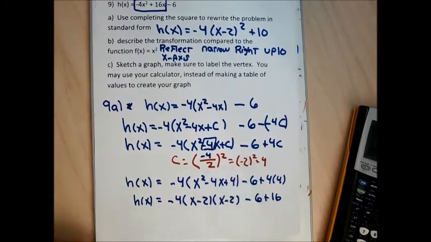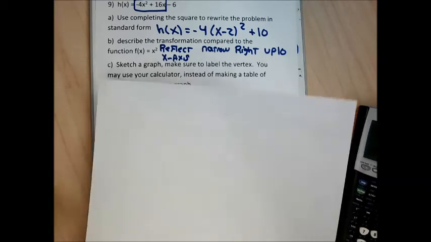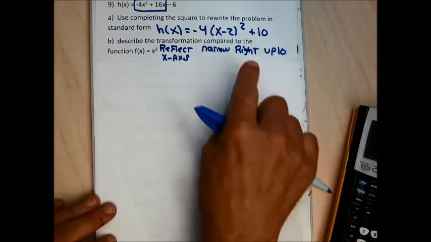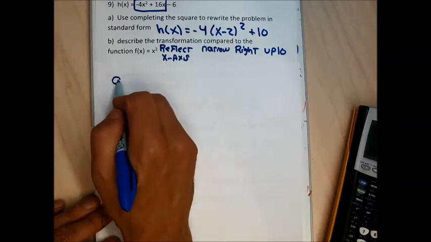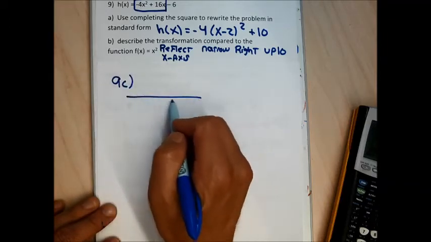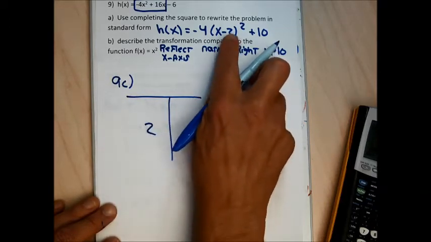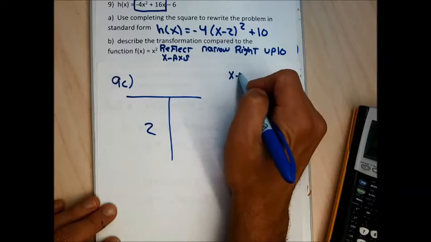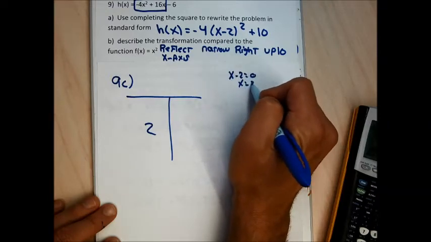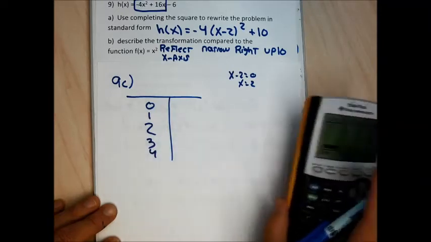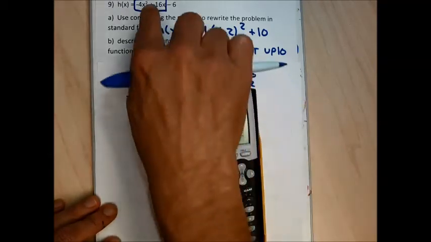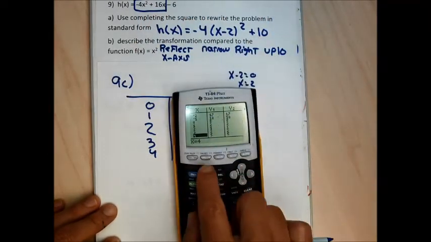Now I'm going to make my table of values and sketch a graph for 9c. Probably going to wind up only plotting 3 points, but maybe I'll get all 5. For the number in the middle of my x column, I'm going to set x minus 2 equal to 0 and get x equal to 2. So I'm going to put 2 in the middle of my x column. Then I'll do 1, 0, 3, and 4. And I'm going to graph that and that function to make sure I haven't messed up.